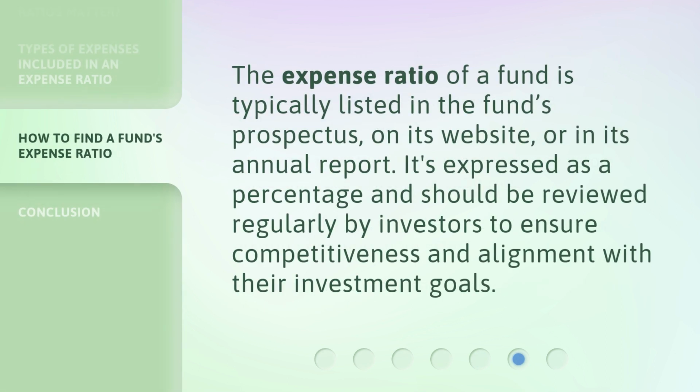The expense ratio of a fund is typically listed in the fund's prospectus, on its website, or in its annual report. It's expressed as a percentage and should be reviewed regularly by investors to ensure competitiveness and alignment with their investment goals.